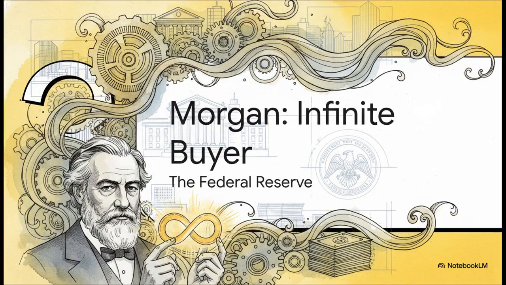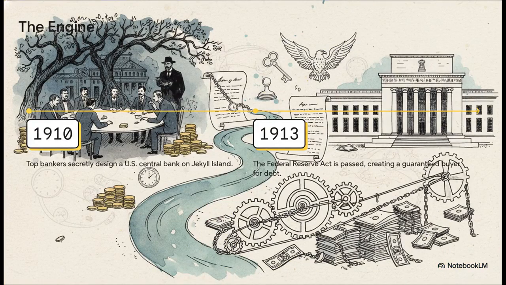Okay, so now the system is permanent and it's global, but it still had one natural limit. Lenders could actually run out of money to lend. Our third architect, J.P. Morgan, would engineer a solution to make the creation of debt truly, absolutely infinite. After the panic of 1907, which, by the way, Morgan himself had to personally bail the country out of, he knew a more permanent solution was needed.